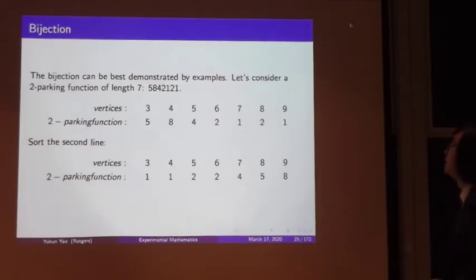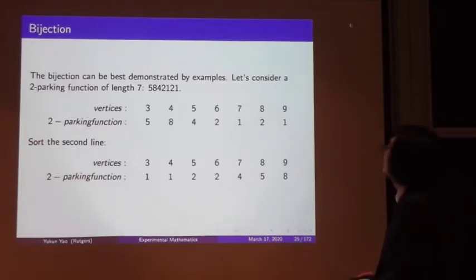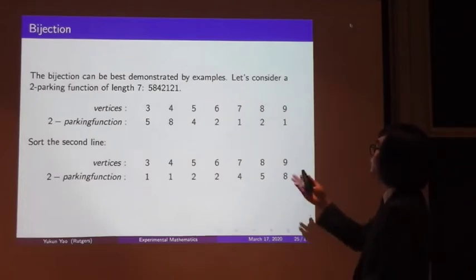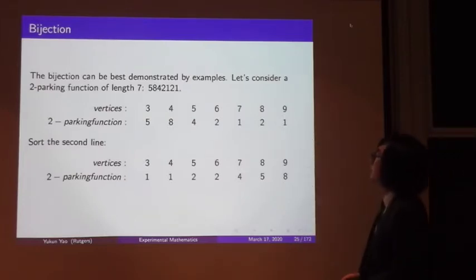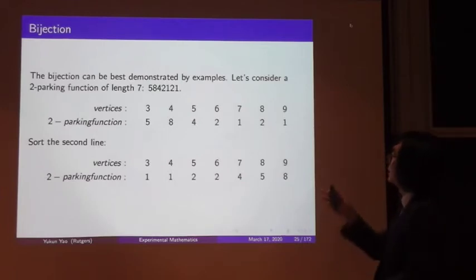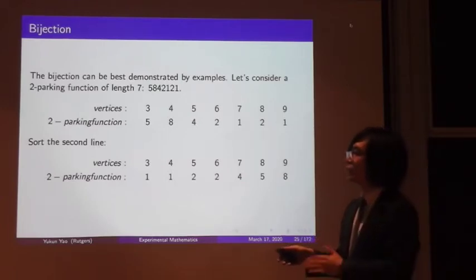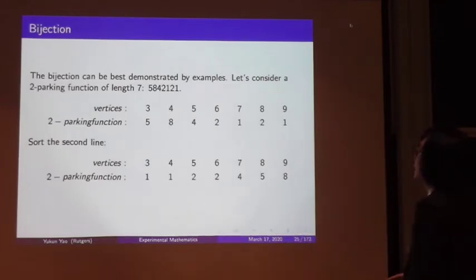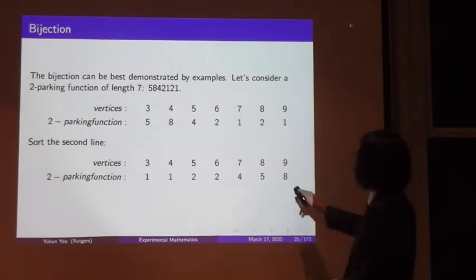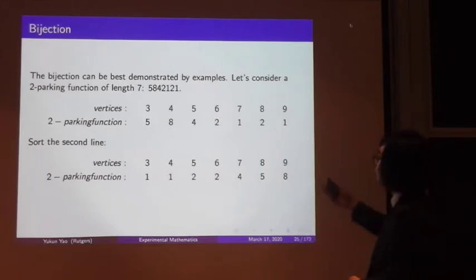This bijection can be best demonstrated by examples. So let's consider a two parking function of length 7: 5, 8, 4, 2, 1, 2, 1. We use a two-line notation. The first line is the vertices. Actually, they are non-root vertices, so it's from 3 to 9 because 1 and 2 are the roots. The second line is our two parking function. So we sort the second line.